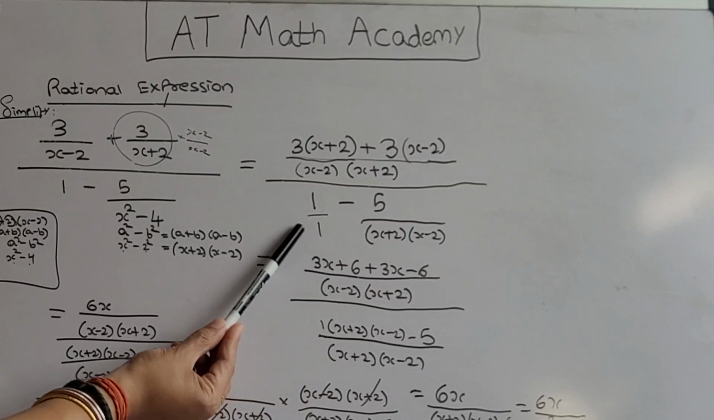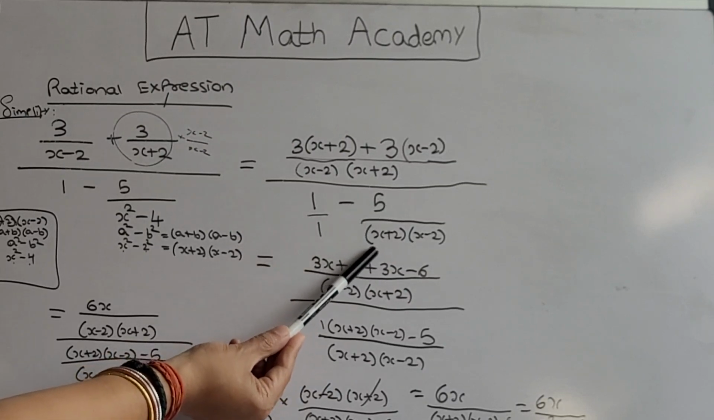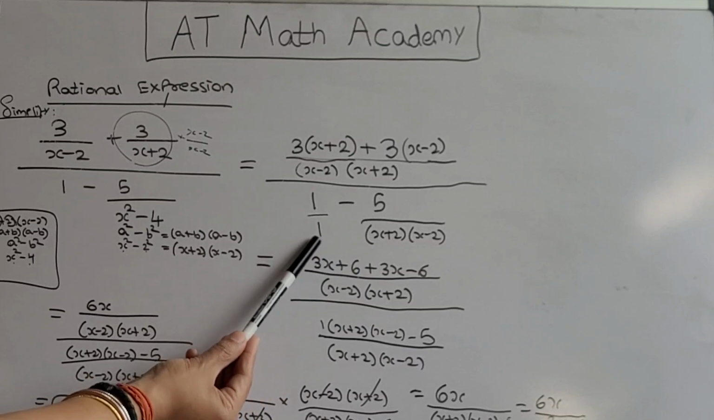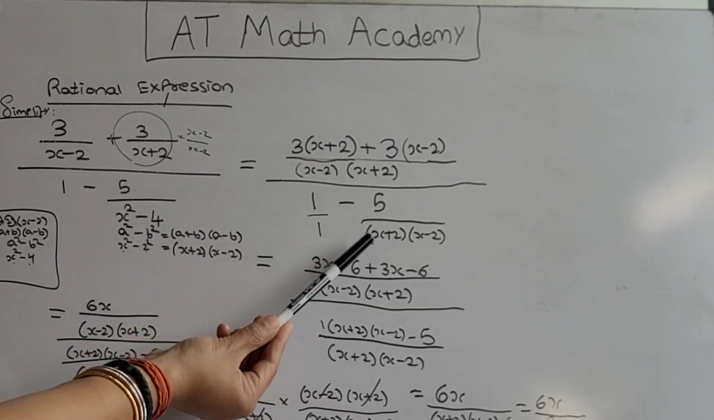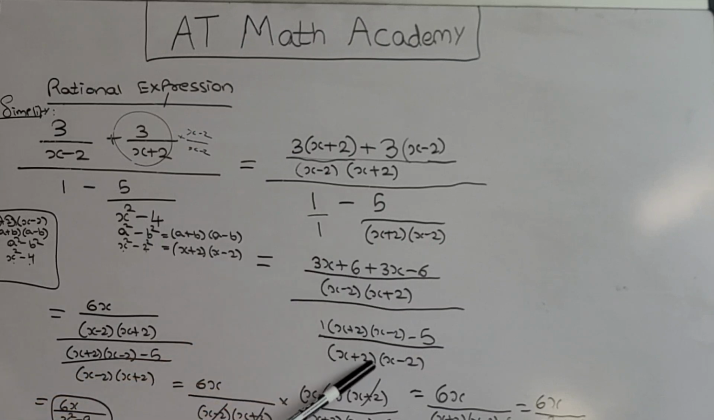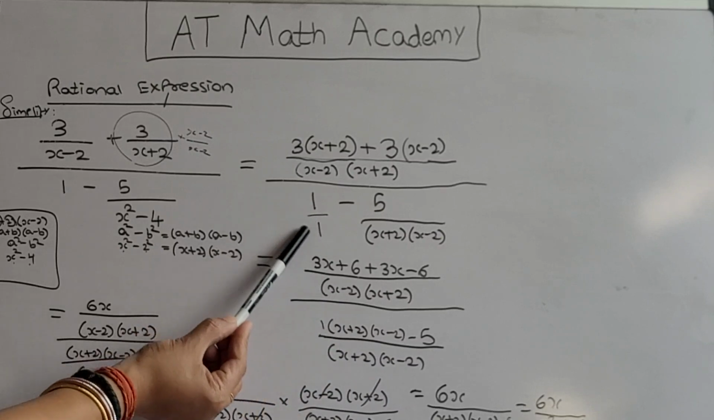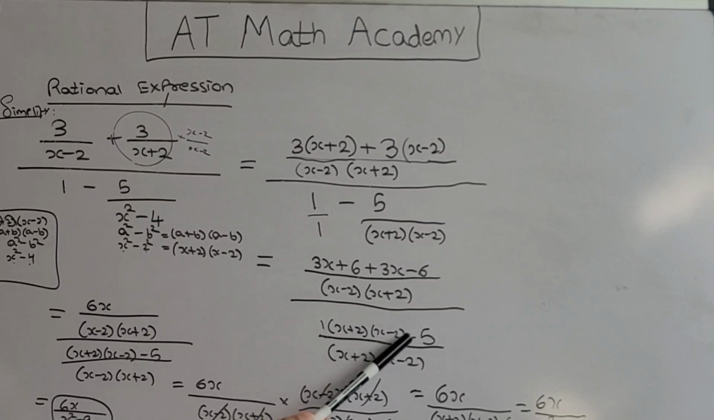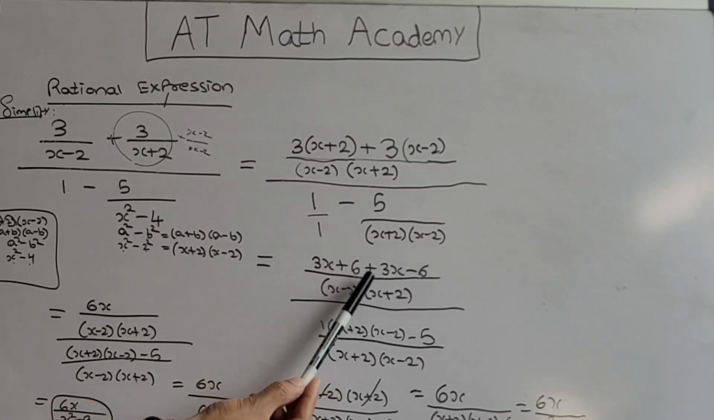And when you observe here in the denominator, 1 minus 5 by x plus 2 into x minus 2. So when you take the least common multiple for the denominators 1 and x plus 2 and x minus 2, I get the common denominator as x plus 2 into x minus 2. And for the first fraction, I need to multiply this one with x plus 2 into x minus 2 and minus 5. And when you solve further, 6 minus 6 is 0, so 3x plus 3x is 6x. And I have written my denominator here.